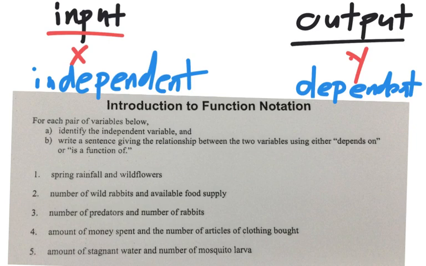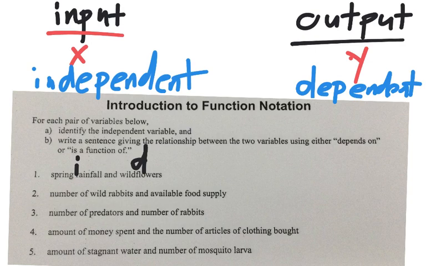The other way they teach it is to say, is a function of. Is spring rainfall a function of wildflowers? Is wildflowers a function of spring rainfall? That's harder, right? That's not as easy to put in my head. So I use depends on. So in our case, the wildflowers depended on rainfall. So what we're going to do is label each one. We're going to say wildflowers is our dependent variable and spring rainfall is the independent variable.